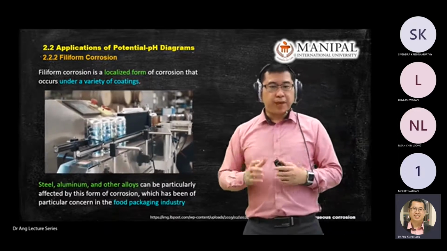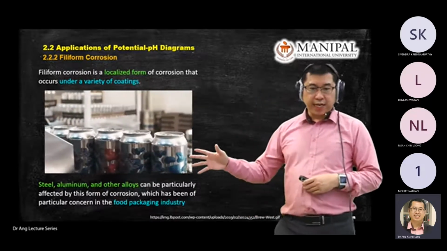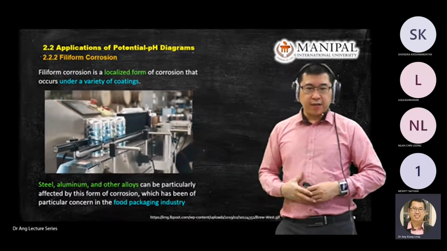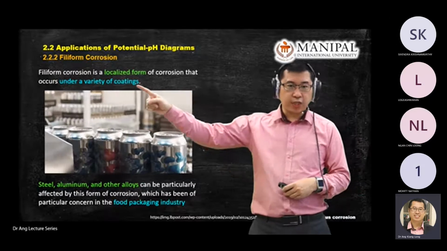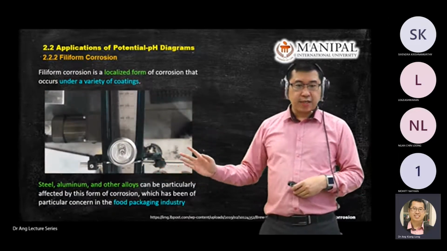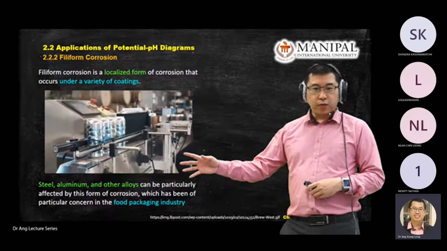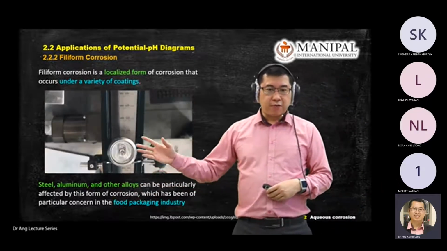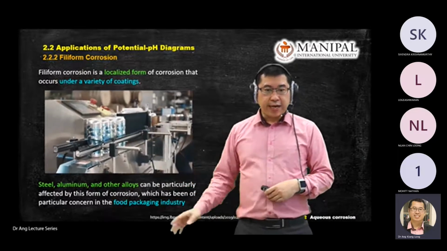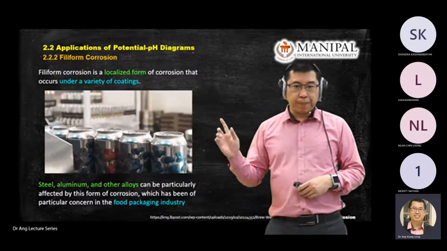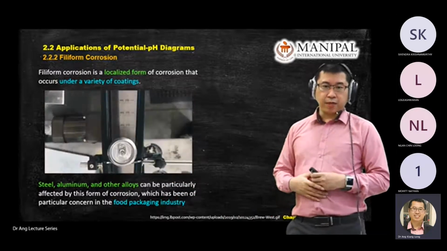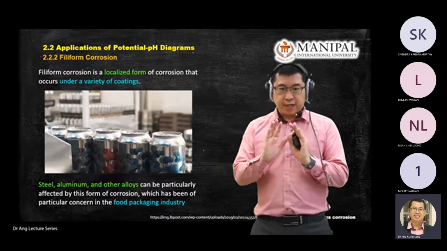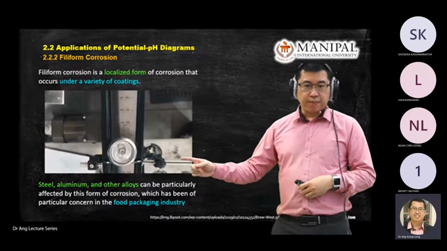Why we need to pay attention to Filiform? Because in daily life, we use a lot of metal elements with coating. For example, the drink cans that we usually see in the supermarket or super mall. Most of them are made of aluminum or steel, and they have a layer of coating or paint, either outside or inside. Inside you have a plastic layer if you are talking about drinks.